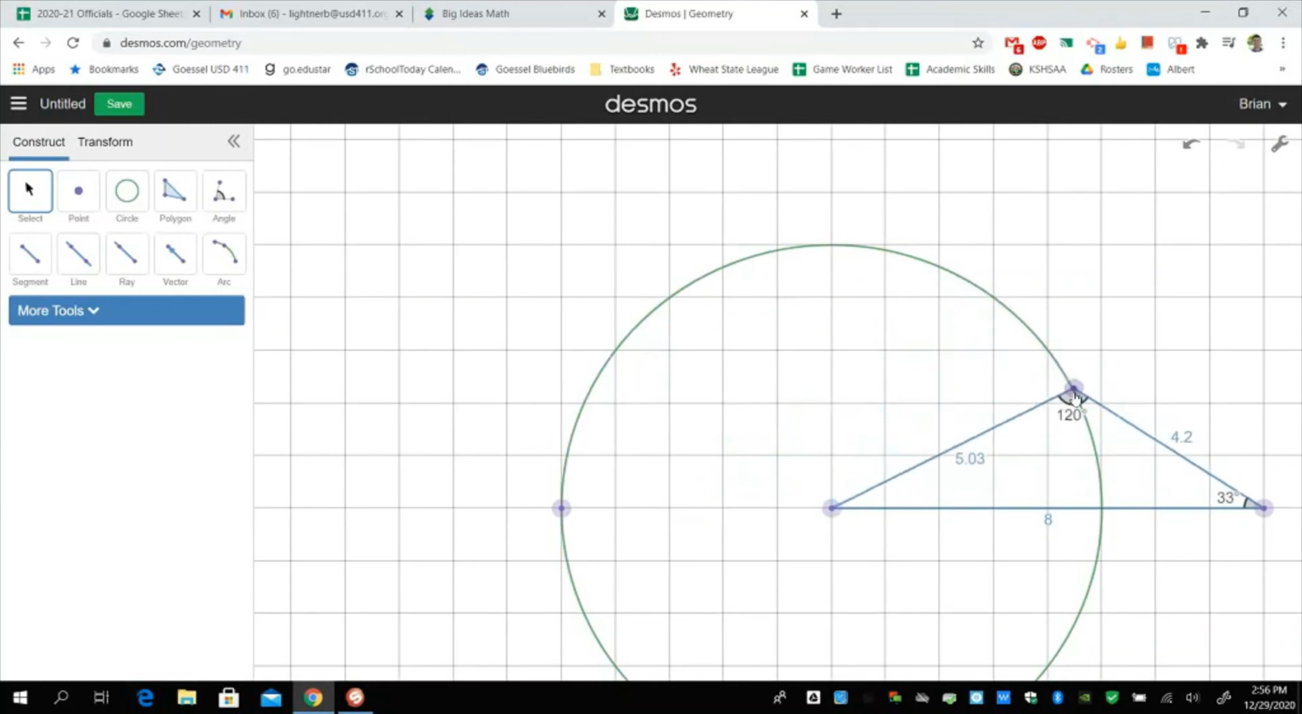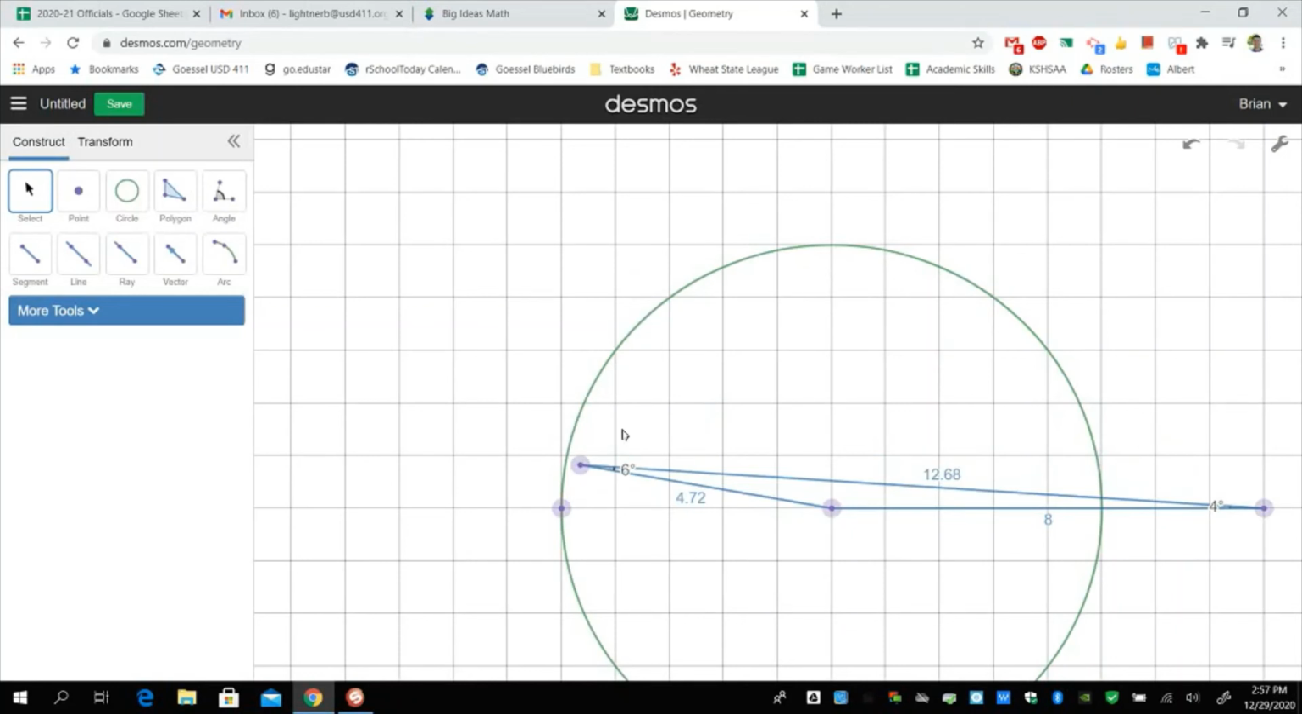When I go over here, trying to keep that at 5, you notice that has to be greater than 3. If I go right here, it's exactly 3. You don't have a triangle though. Okay, so that third side has to be greater than the difference. There's the difference, greater than 3, and less than the sum, less than 13.